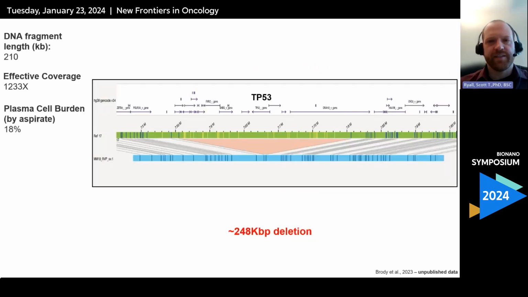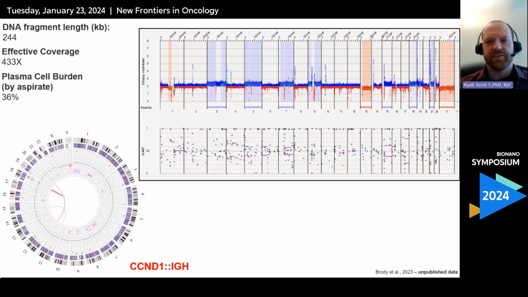This is likewise another case that was not enriched where we're able to identify a TP53 deletion, which is likely contributing to the disease. And it also works for things like hyperdiploidy.